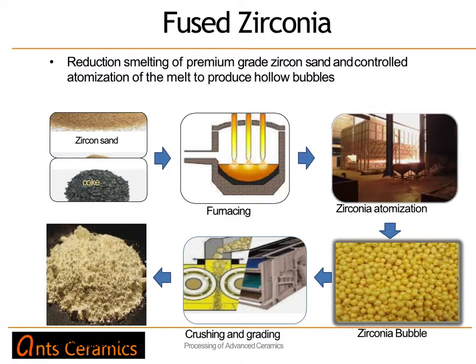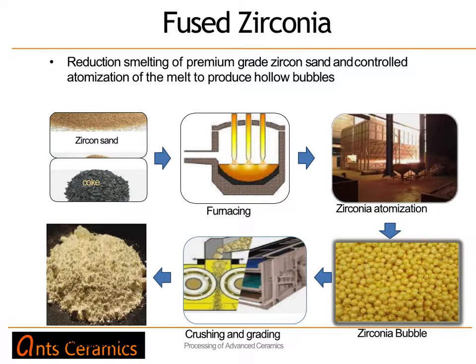Reduction smelting of premium grade zircon sand and controlled atomization of the melt is used to produce hollow zirconia bubbles, which are crushed and then graded into different kinds of monoclinic or calcium stabilized or magnesium stabilized fused zirconia.